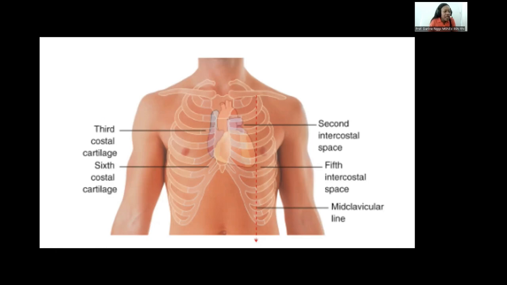Now, the apical is different. The apical pulse is not left sternal border. So here's the sternum. It's not left, it's mid-clavicular. That's why we have this here to show you where the middle of the clavicle is. So 1, 2, 3, 4, 5. The fifth intercostal space is where you would put your stethoscope for the apical, right? For your apical heart sound.